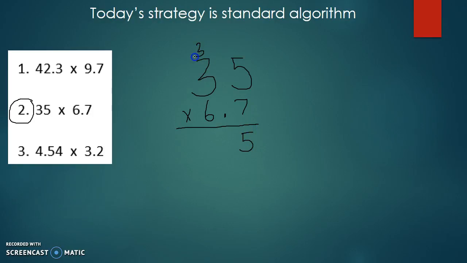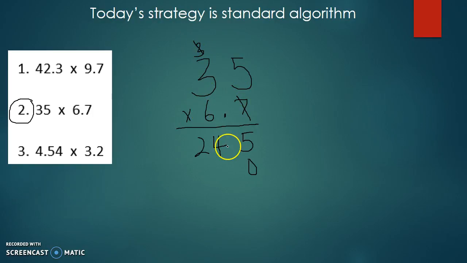You always regroup the digits in the tens place. 7 times 3 is 21. 21 plus 3 is 24. I don't have another digit to multiply, so I put my 24. I put my placeholder. Remember, my 6 is 10 more than my place that's to the right. So I'm done with my 7. I'm done with my 3.